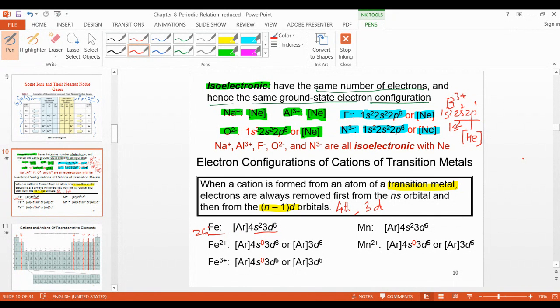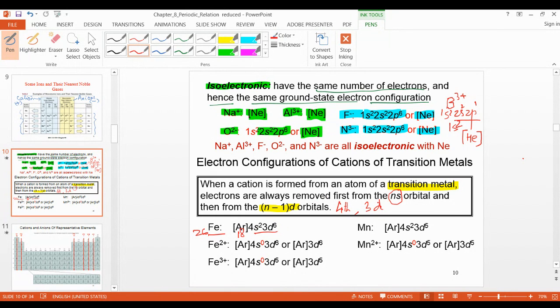Fe, that is iron. And now this is 18, 18 plus 8, that is 26. So this is the short configuration you write. If you want to remove electrons, what is written here?